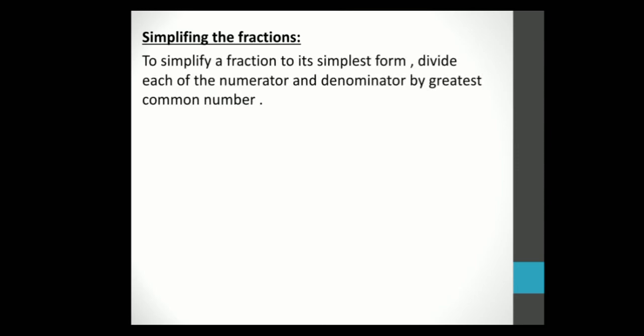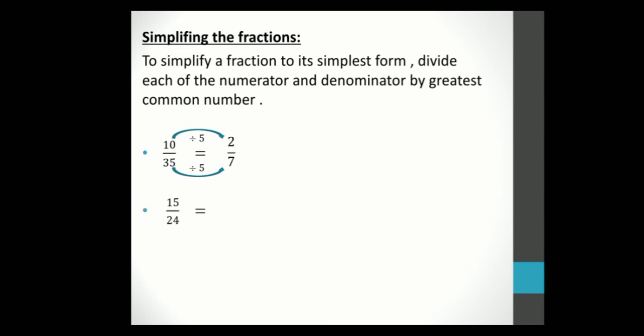Simplifying the fraction. To simplify the fraction to the simplest form, we have to divide each of the numerator and denominator by the greatest common number. For example, I have 10 over 35 and I need to write 10 over 35 in the simplest form. So we search for 10 and 35. In which table? Yes, 10 and 35 are in table 5. So we can divide both numbers by 5. So 10 divided by 5 will be 2, and 35 divided by 5 will be 7.